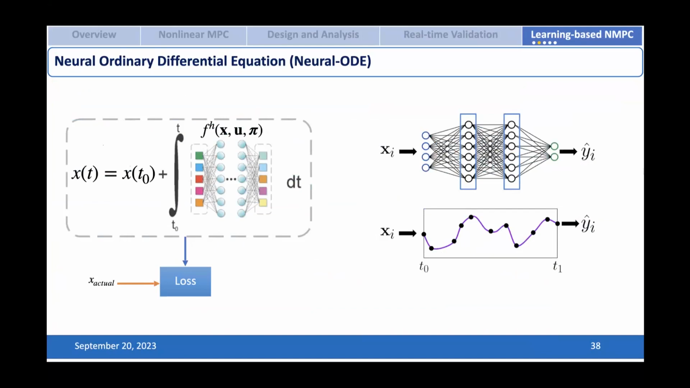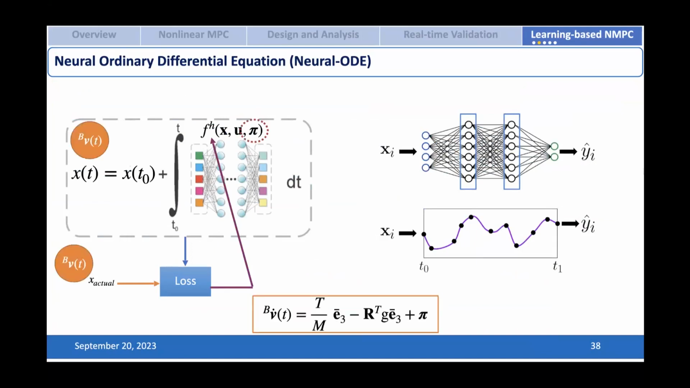So in this case, we have to find the next value of the state using the ODE solution, and also we have the actual value. Using this loss function, we can find the difference between the predicted one and the actual one, and use this loss function to train the phi value.